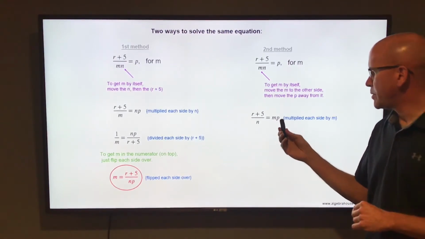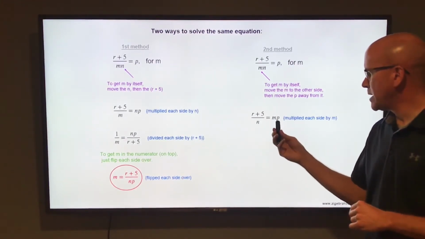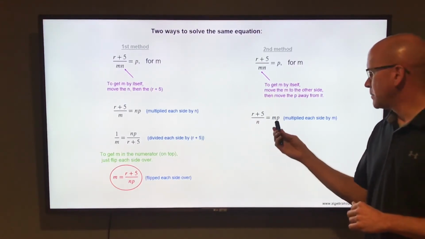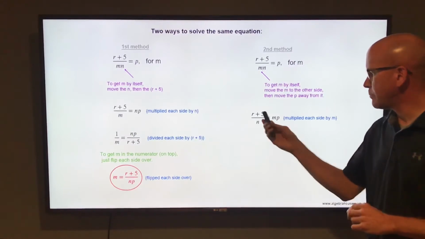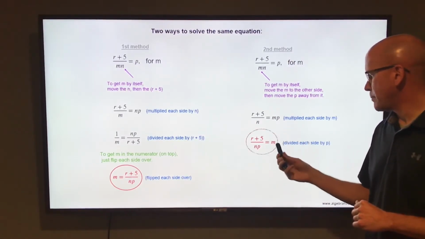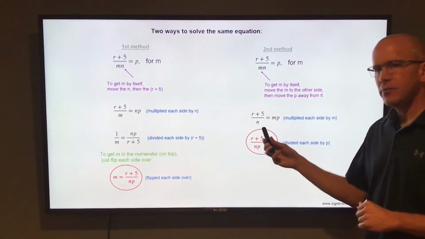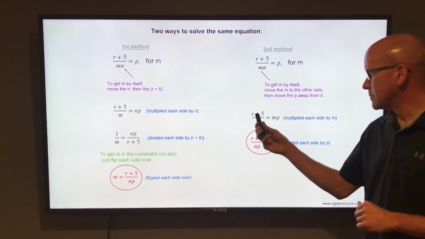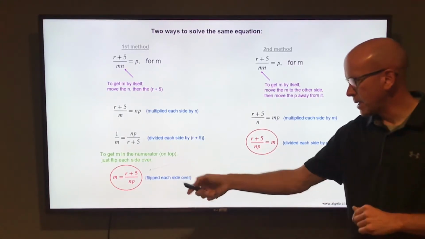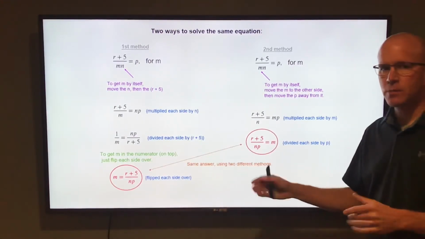Now we're going to move that p away from the m. So we're going to move that p from the right side over to the left side. It's m times p right now. So to move that p, divide each side by p. If you divide mp by p, that will just be m. And if you divide the left side by p, that becomes r plus 5 over np. Notice, same answer, two different ways to do it.